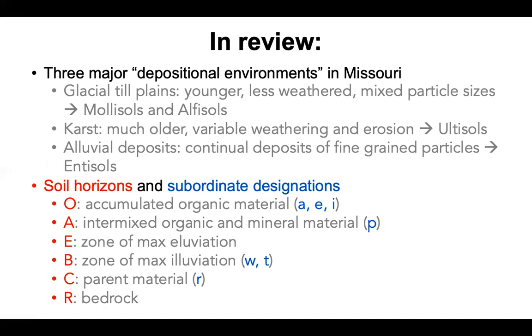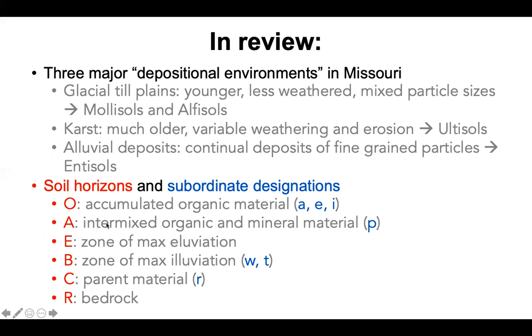Now, when we have those soil orders, we need to describe what's going on within them to help classify them. And so we use soil horizons and their accompanying subordinate designations. Remember, not all soil horizons need to happen in all soils, and not all subordinate designations always exist there. So an O horizon is for accumulated organic material, and it can get subordinate designations of a, e, and i to give us the degree of decomposition of that organic material.